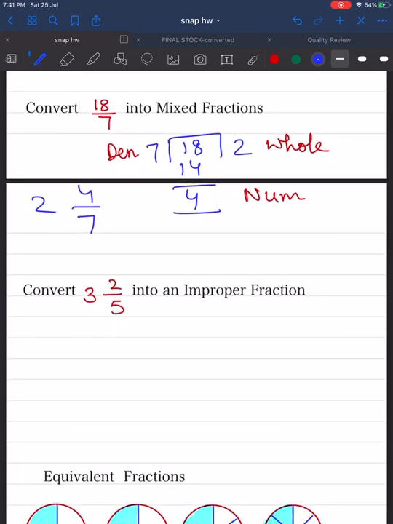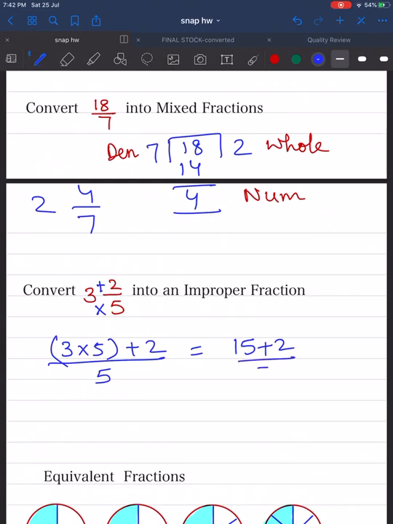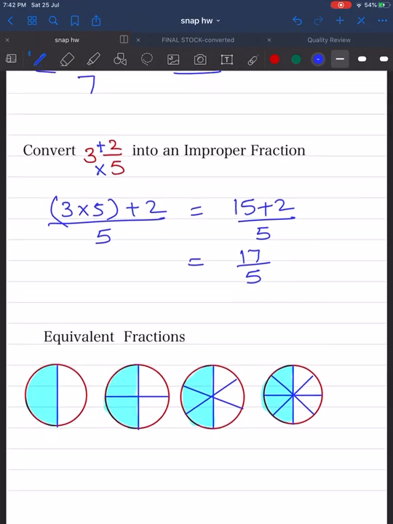Now let's move to the next question. Convert 3 2 on 5 into an improper fraction. So here we have to multiply 3 by 5 and then we have to add 2. So let's write 3 into 5 plus 2 on 5. So we have here 15 plus 2 on 5. So we get 17 on 5.